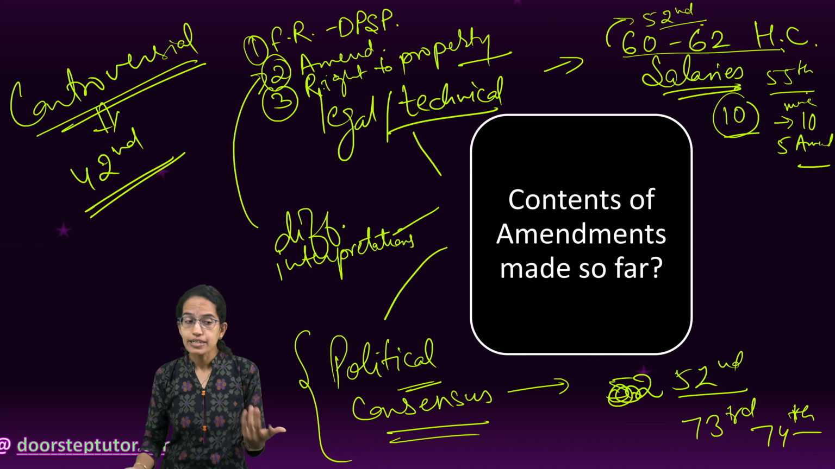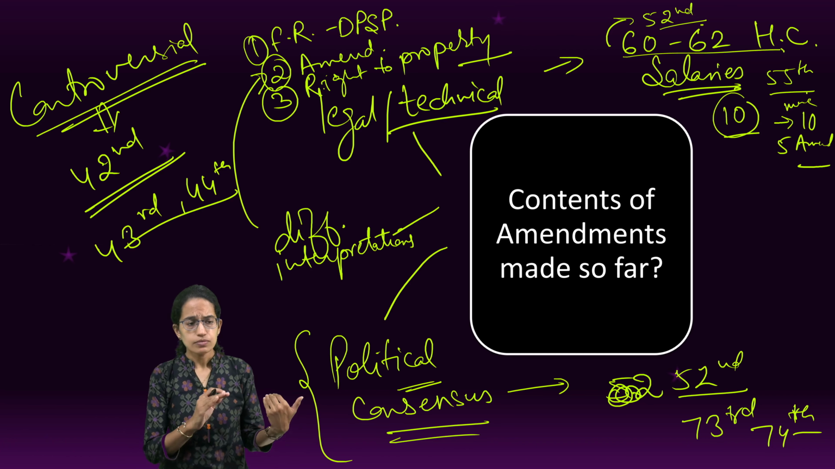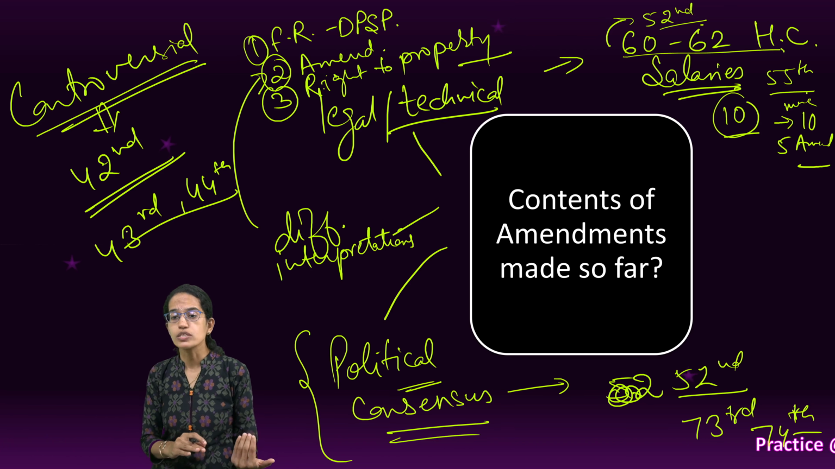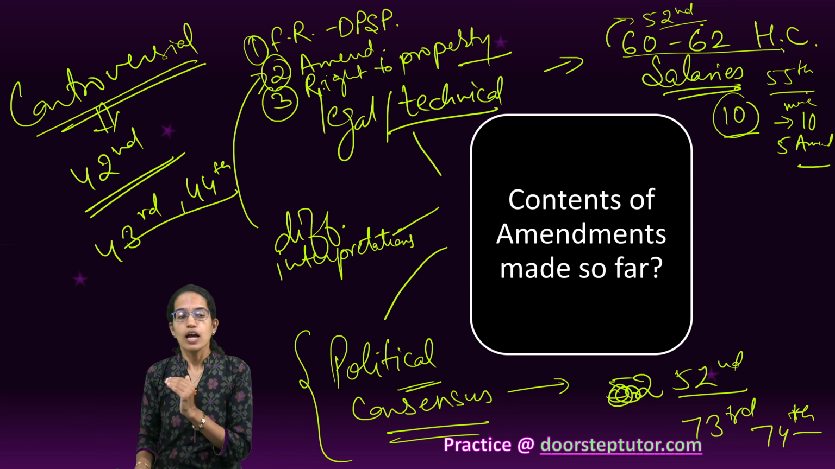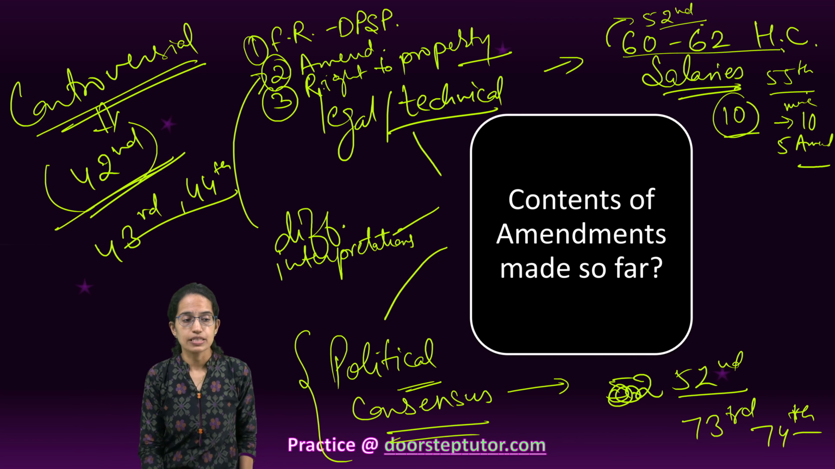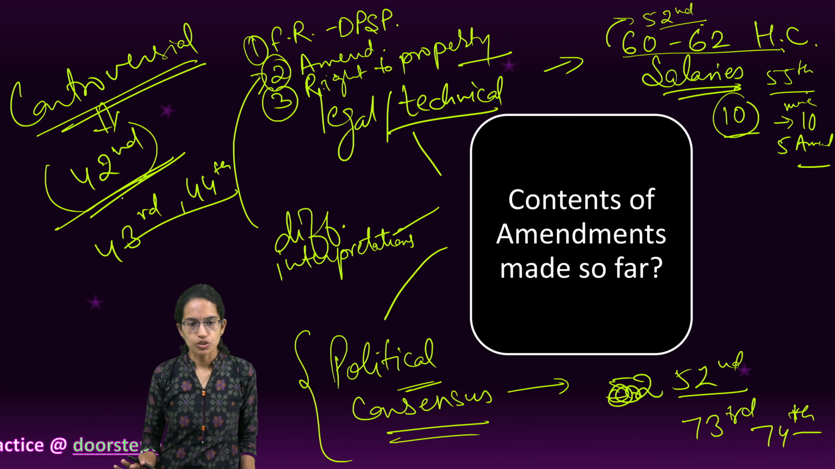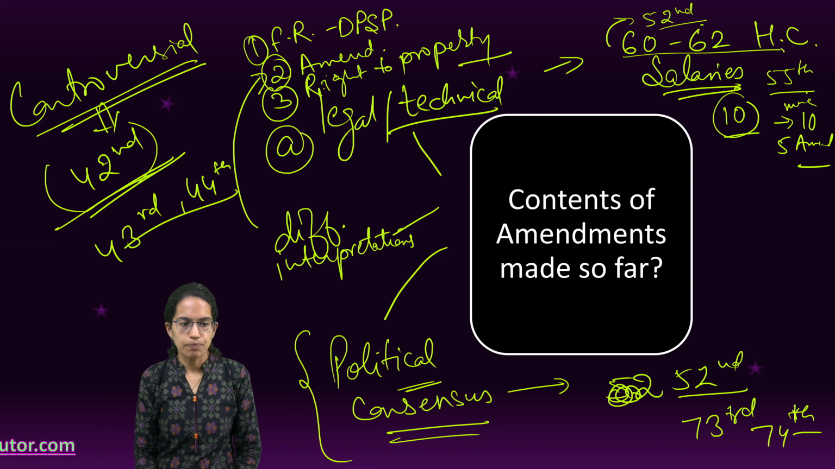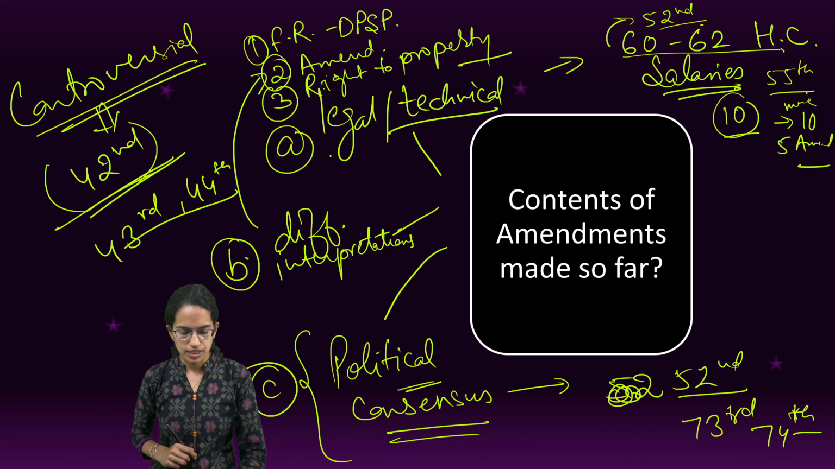However, the later government in the 43rd and 44th amendment rolled back a lot of them, and as a result what happened was there was an important change that was marked, and therefore 42nd amendment itself is considered as a controversial amendment in the Indian Constitution. So three important aspects, I repeat again, based on technical and legal, different interpretations and political consensus.